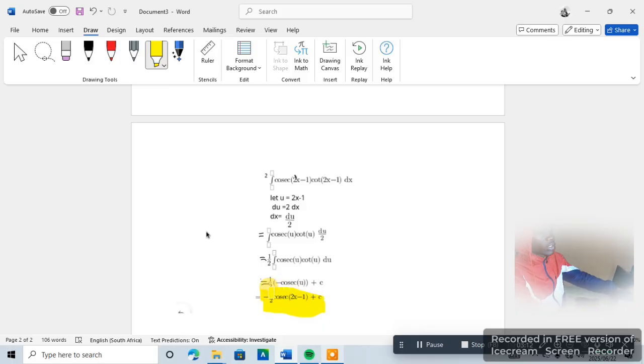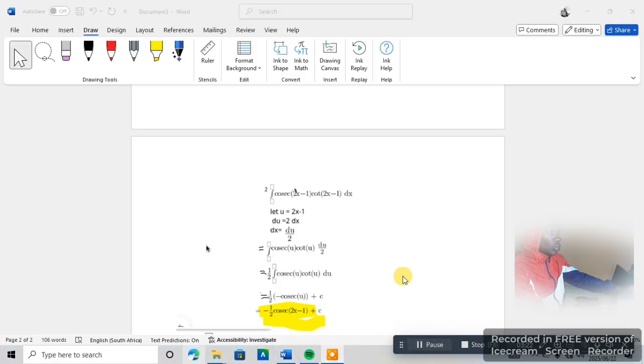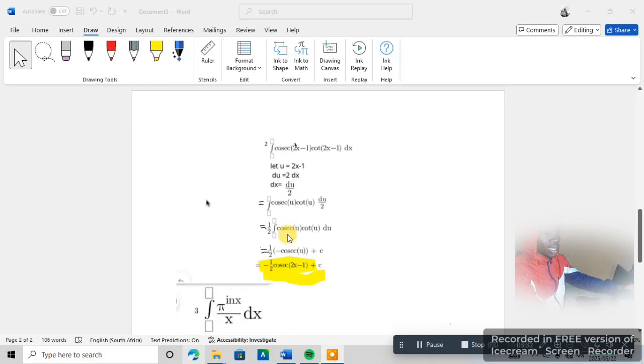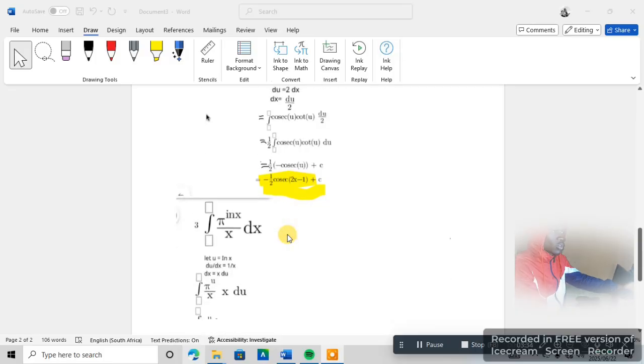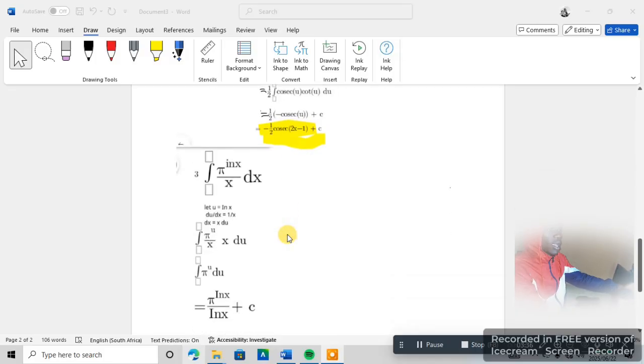I'm highlighting for you guys to see. Sorry, but you can see, guys, here it is. So as I was saying, we are done with number 2. You can see it's simple. So let's carry on with number 3. Here's our number 3.